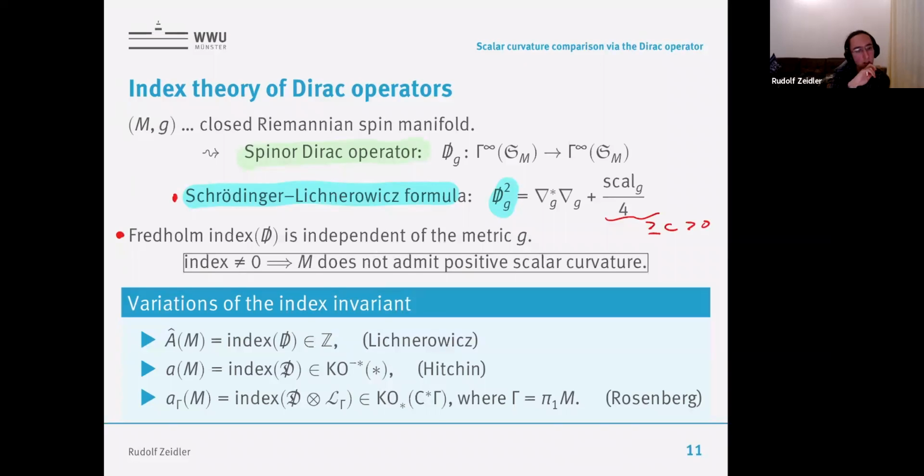And then even more generally, you can twist your Dirac operator with the universal flat bundle, which is a bundle of Hilbert modules over the group C-star algebra of the fundamental group, and then you obtain the so-called Rosenberg index. And this is still a nice index for which this implication here holds. And that is kind of the most general index obstruction to positive scalar curvature on spin manifolds that we know.